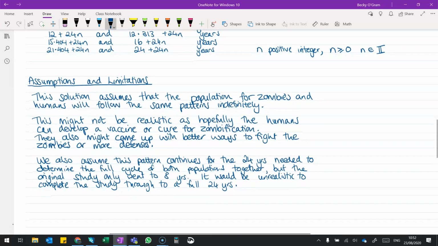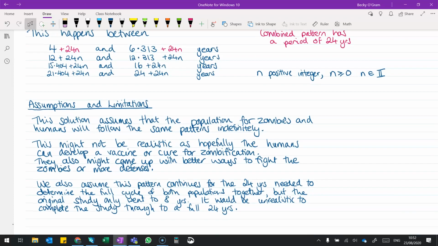Okay, now assumptions and limitations. We're assuming that this pattern continues in the same way indefinitely, which is probably not realistic. Hopefully you'd think that humans in this situation would come up with some better ways to deal with the zombies rather than just following these natural cycles and just letting them come and take over.